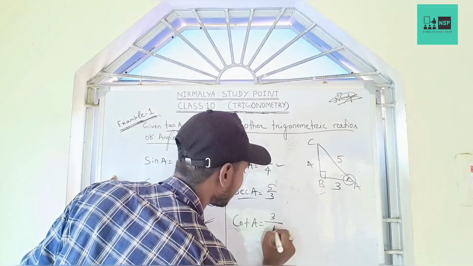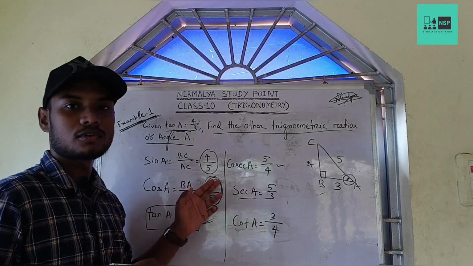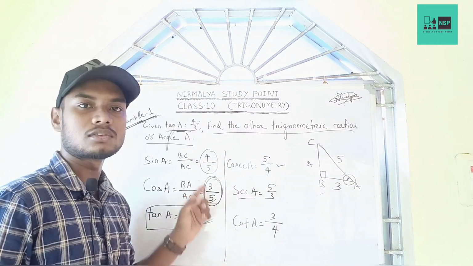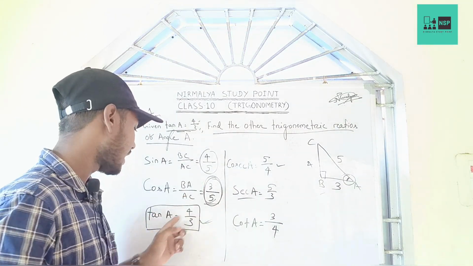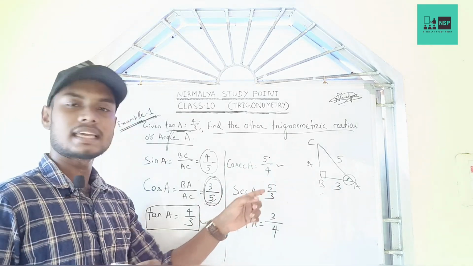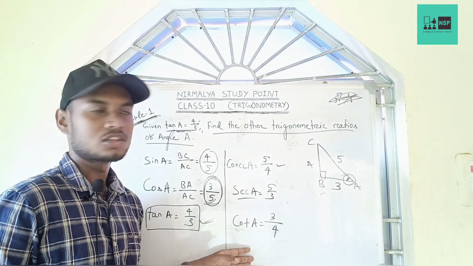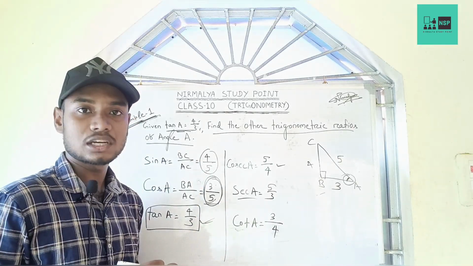So 3 by 4. So here the value of sin A is equal to 4 by 5. The value of cos A is equal to 3 by 5. The value of tan A is equal to 4 by 3. Cosec A is equal to 5 by 4. Sec A is equal to 5 by 3. And cot A is equal to 3 by 4. So our example number 1 is completed.